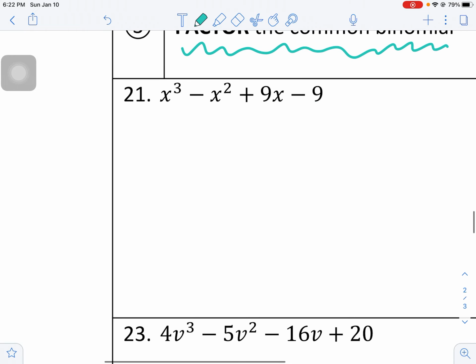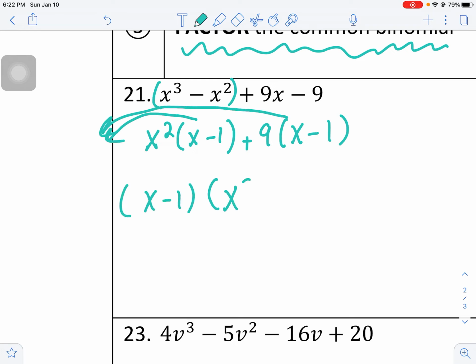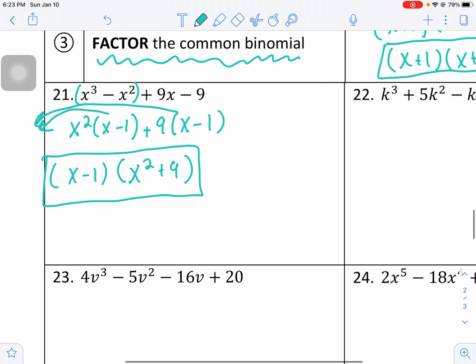So let's take a look at that again. Number 21, we group the first two terms together. X squared is the biggest thing that comes out. What's left is x minus 1. We need this to be x minus 1. So if we divide both of those by just positive 9, positive 9 comes out. It's x minus 1 as well. And then we factor the x minus 1 to the front. So now we have x minus 1, and then x squared plus 9 is left. Not factorable. So then our solution is right here.